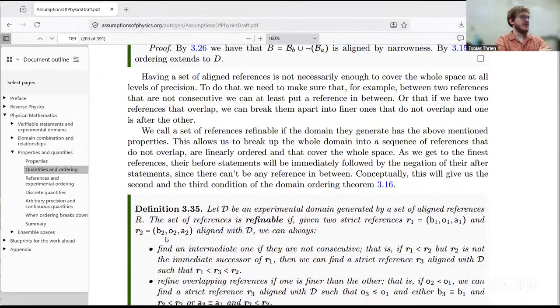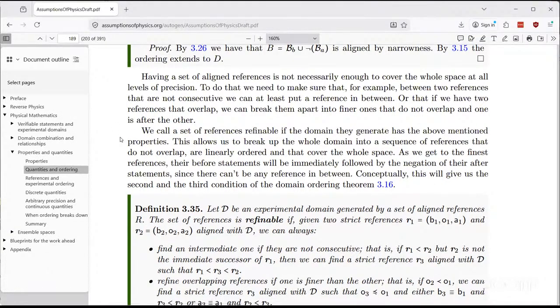Okay. Having a set of aligned references is not necessarily enough to cover the whole space at all levels of precision. To do that, we need to make sure that, for example, between two references that are not consecutive, we can at least put a reference in between. Or that if we have two references that overlap, we can break them apart into final ones that do not overlap, and one is after the other. Is this just like the condition that they should be refinable? Yeah, that's what we're going to define here. We need to define what it means to be refinable.